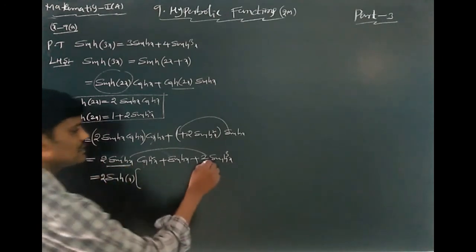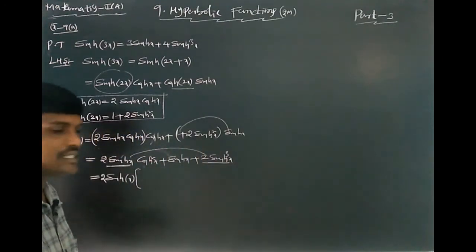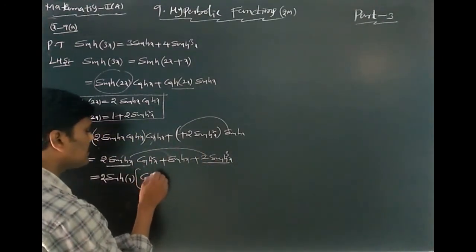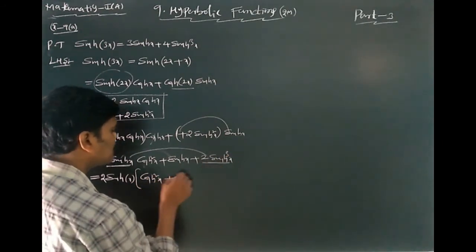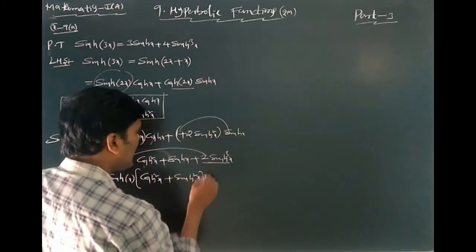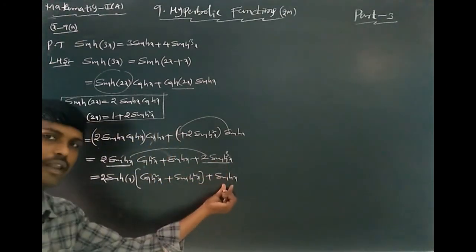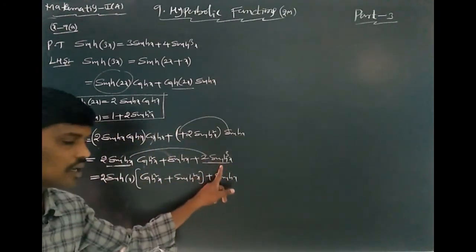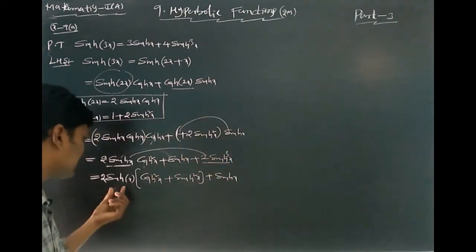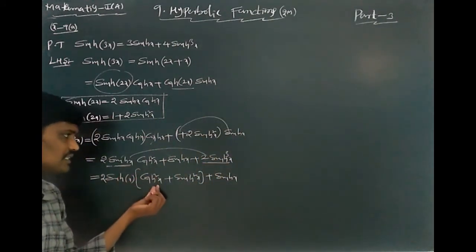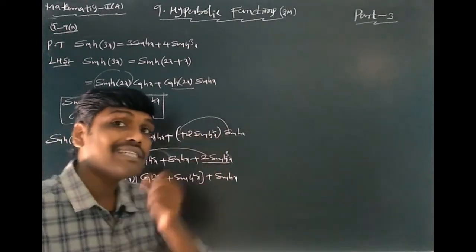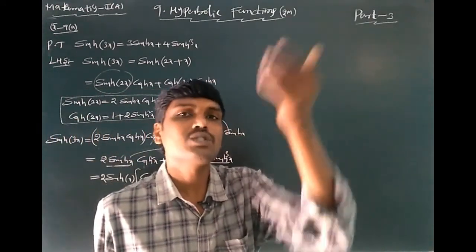Here 2 sin hx is there. Here also 2 sin hx is there. That is common. You get cos h square x plus sin h square x plus sin hx. Understood or not? Here sin hx is singular. First term and last term, you can take 2 sin hx common. After that, here cos h square x is there. Here 2 common, sin hx common, remaining sin h square x is there.